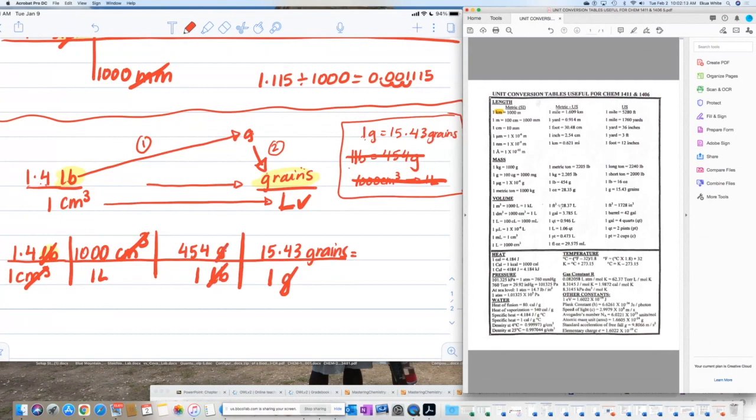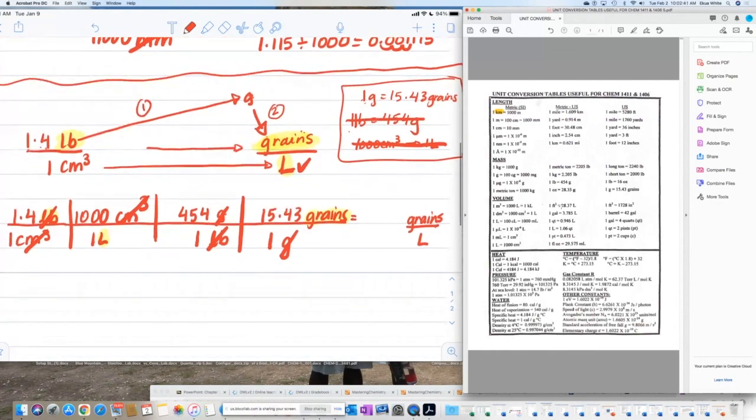Now, I'm not even doing math yet. I don't want to waste my time doing math. If my units don't work out, the math is going to be wrong. I have grains on top, like they said, and then liters on the bottom. Let me check. I have liters on the bottom. So my math will be correct because my units are correct. When I work everything out, I'll have grains on top and liters on the bottom, just like they said.